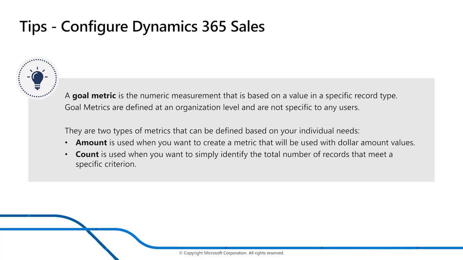So, now we're going to go into goals. A goal matrix is the numeric measurement that is based on a value in a specific record type. Goal matrices are defined at the organization level, and they're not specific to any user. So think about this. This is where you're going to want to, as an organization, think about your salespeople.